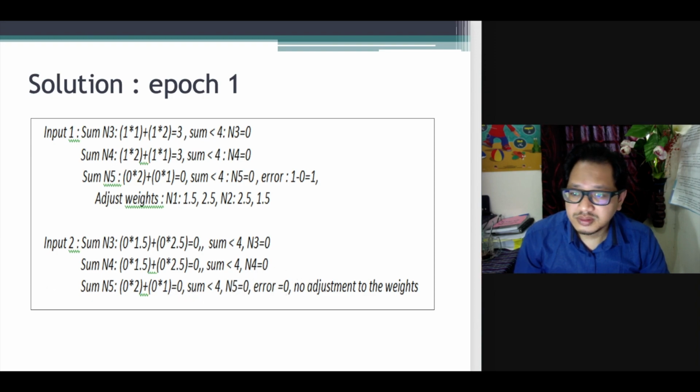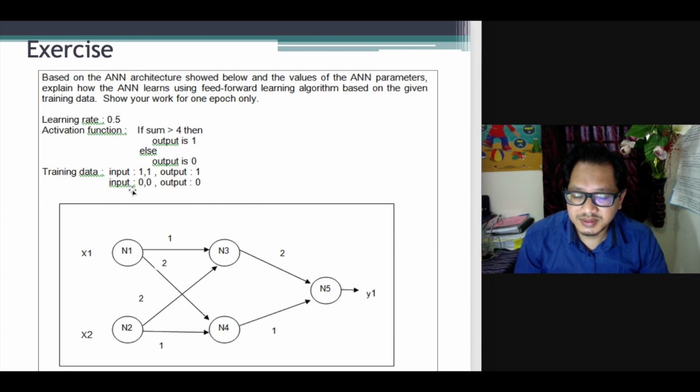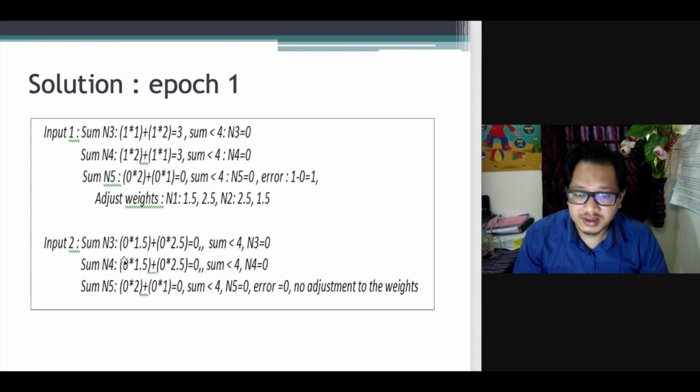Okay, so dia check kat sini last kali sebab ni input yang kedua. Okay, output dia 0. So betul, that's correct. Okay, bila correct, no adjustment to the weight. Okay, bila betul, tak ada adjustment. Tapi bila ada salah, dia akan adjust dia punya weight sampai dia meet dia punya weight yang betul-betul desired, atau yang betul-betul tepat. Okay, untuk dapat result yang betul. Right?